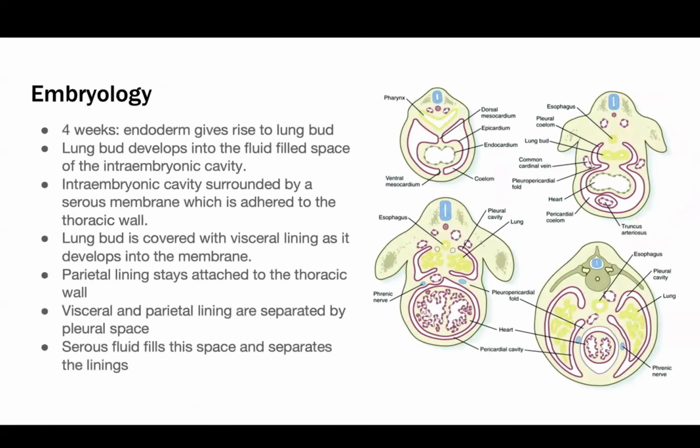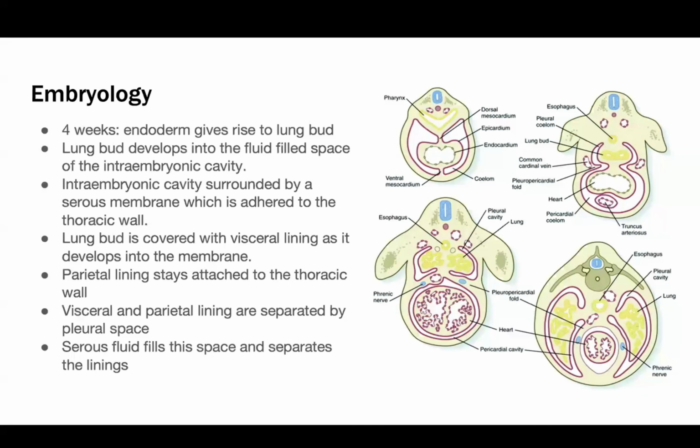Now, we're doing a humongous detour back into embryology. This explains where the pleura comes from. At about 4 weeks, the endoderm gives rise to a little lung bud. This lung bud is going to start growing into the intraembryonic cavity.